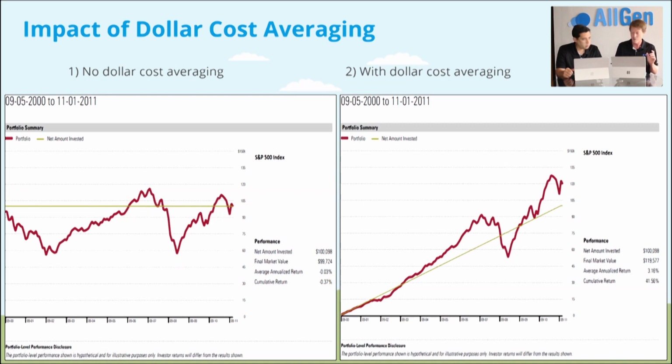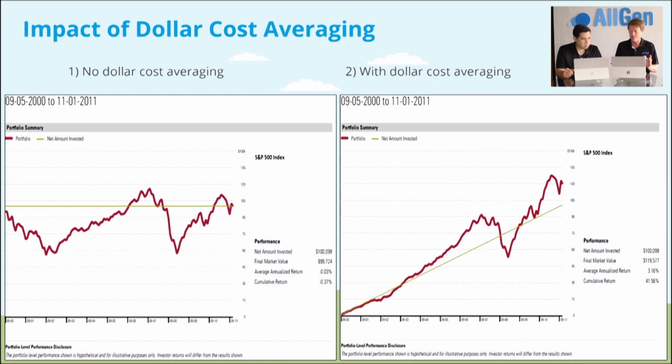Now, if you took $100,000 and divided that by the total number of months for that 11-year period, and you invested an equal dollar amount over that entire time, so that you've invested a total of $100,000 by the end, even though the market was flat during that whole time, it went up and down a lot, but from point to point it was flat, you ended up with $119,000. So you invested basically $100,000 over that entire time, and you averaged a return of 3.16%, even though the market was basically flat or slightly negative.